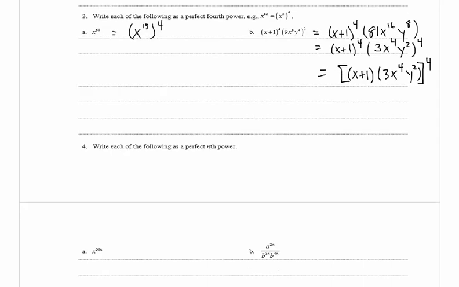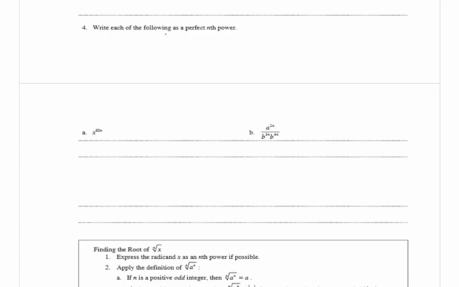In 4, they want us to write each of the following as a perfect nth power. And in A, we have x raised to the 60n, and if we divided 60n divided by n, we'd get 60. So we could say this is equal to x to the 60th to the nth power.